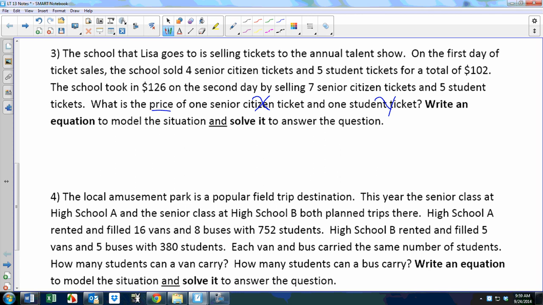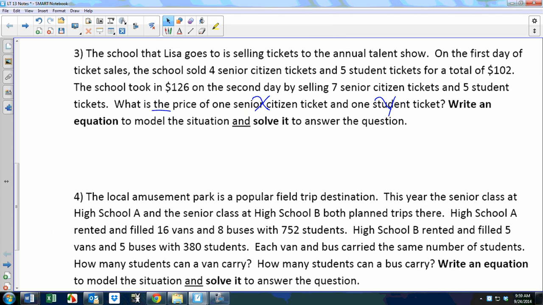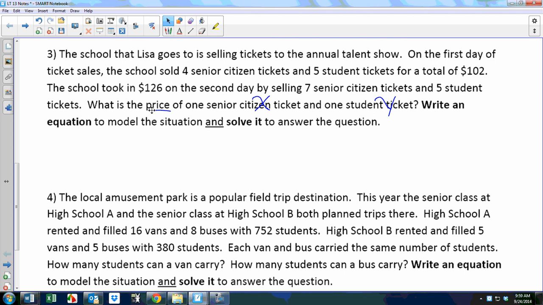You got 2 variables. That means you must have 2 sentences, 2 equations. The first one, 4 senior citizens, 5 student tickets, $102. Second sentence, $126 for 7 senior citizens and 5 student tickets. I don't know if you need concrete examples or not anymore. Can you write an equation for that first sentence?